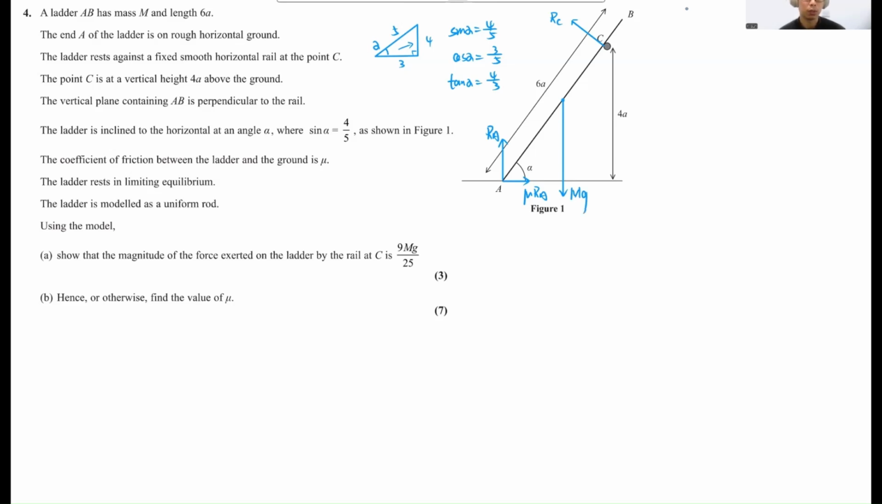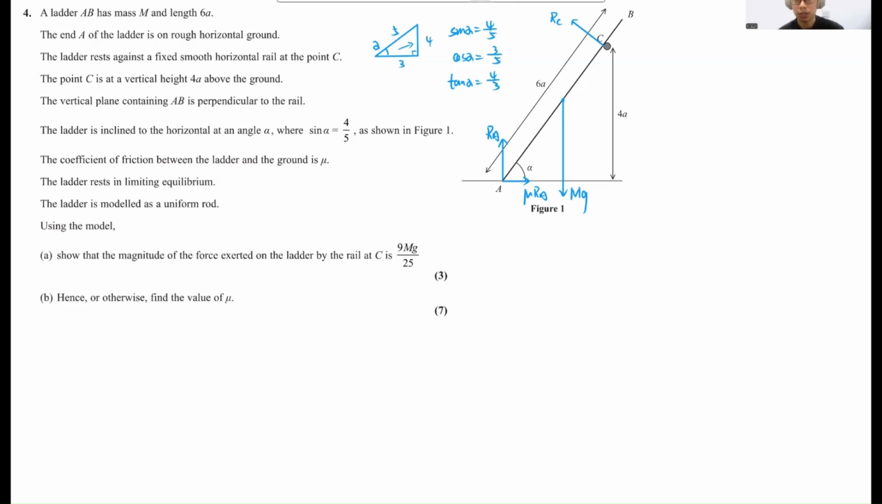And then using the model, show that the magnitude of the force exerted on the ladder by the rail at C is 9mg over 25. So basically, we want to show RC is equal to 9mg over 25.